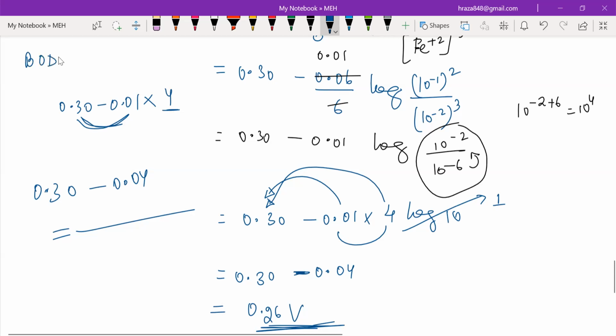Have you heard of this BODMAS? Yes, I know, I remember just now. Okay, so take care of it, don't do that. Okay, so this is it for today.